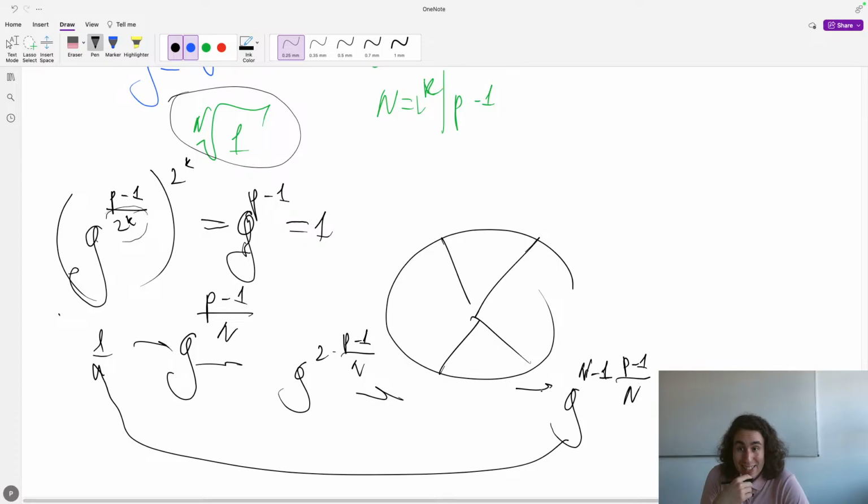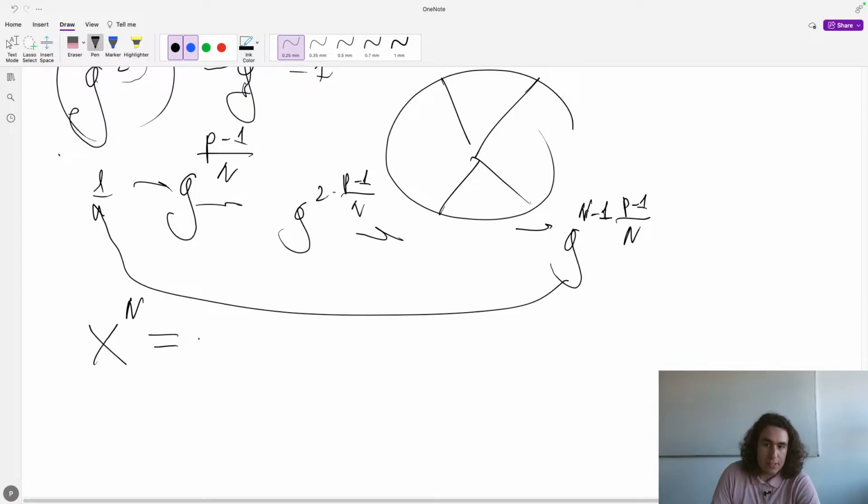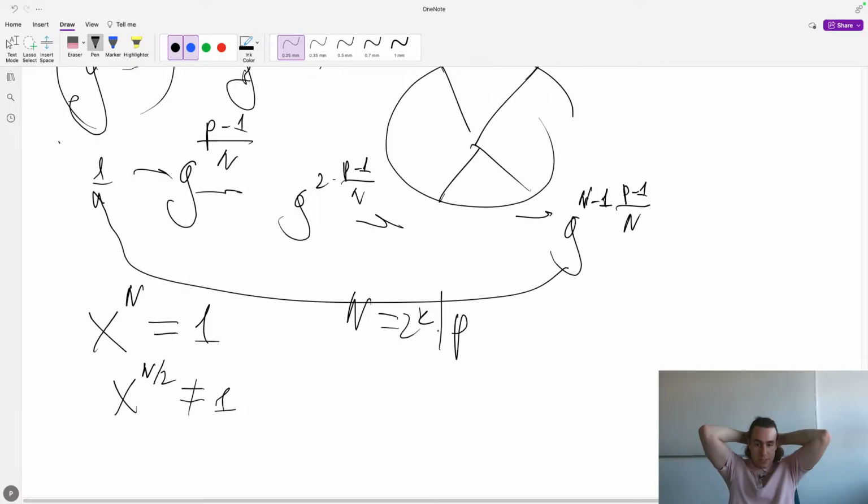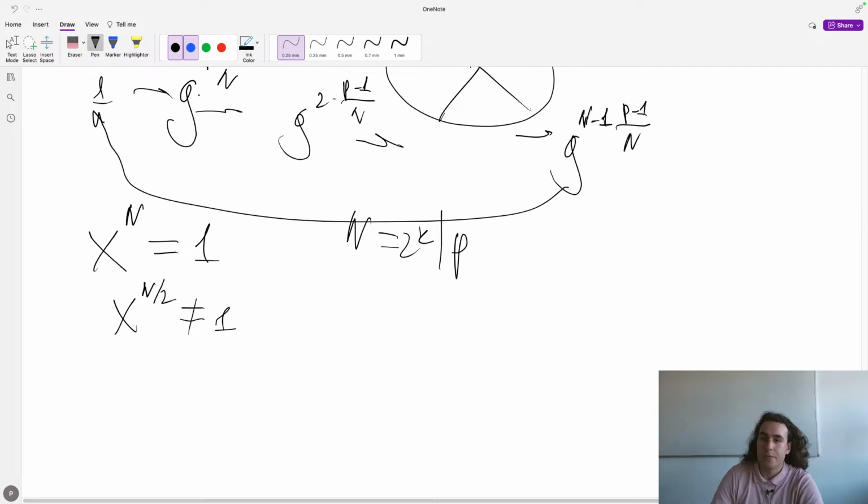There always exists a number such that x to the power of n is equal to 1, but x to the power of n half is not equal to 1, where n is the largest power of 2 that divides p. Now we just need to find it. If we find it, we can do all the same computations we did with complex numbers, but now we're going to do the modulo. Well, how to find it, right?